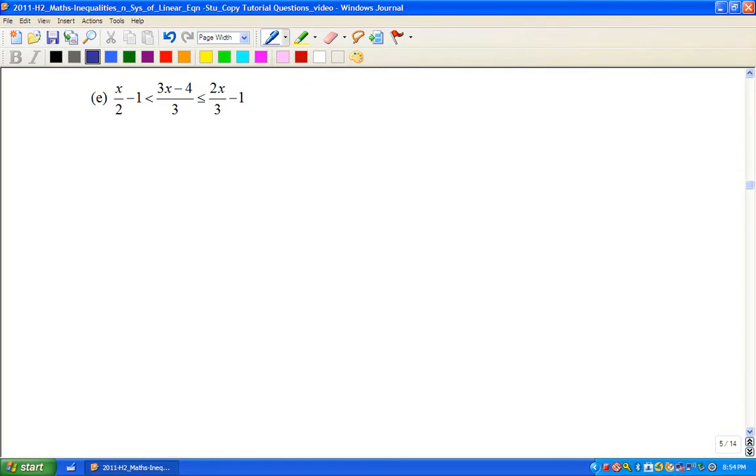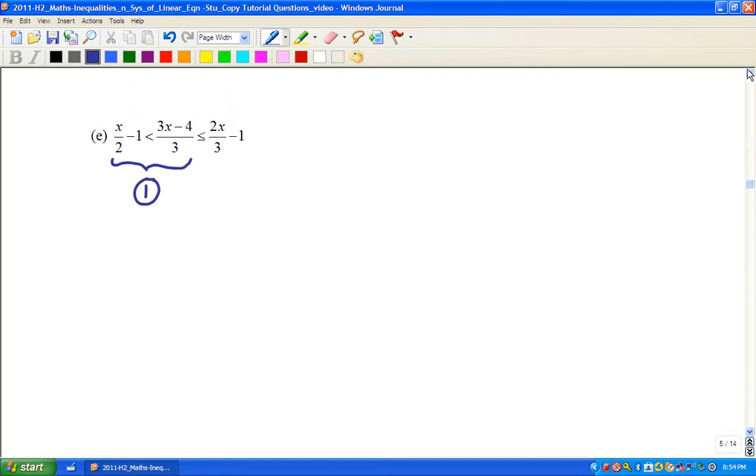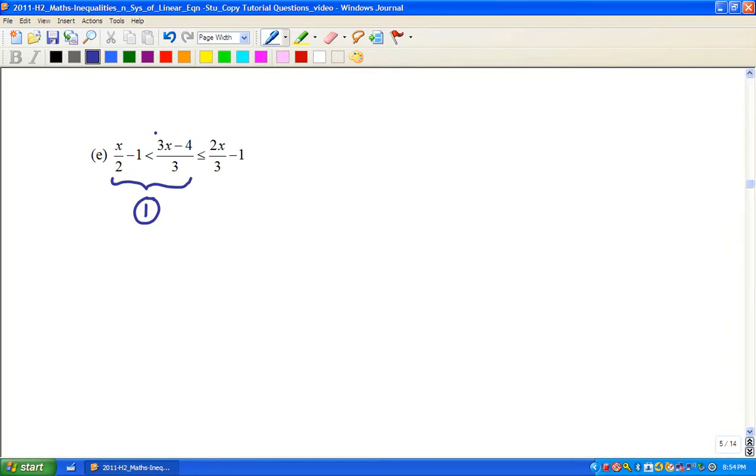Now to solve this, take note that the two inequalities involved are x over 2 minus 1 is strictly smaller than 3x minus 4 over 3, which we will label as inequality 1, as well as the inequality 3x minus 4 over 3 is less or equals to 2x over 3 minus 1, which we will label as inequality 2.